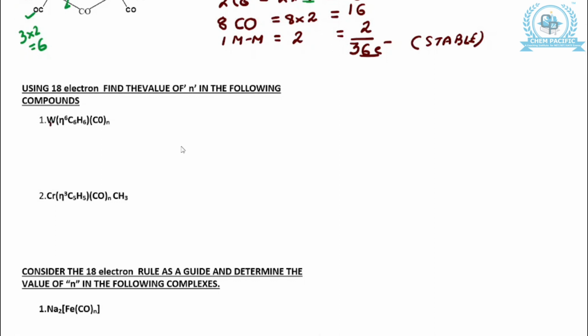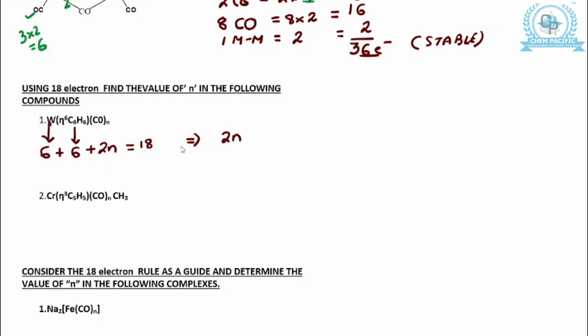You have tungsten, which has 6 valence electrons. Then you have the eta 6 mode, which is a 6 electron donor. And each CO, each carbon, is donating 2 electrons. And how many are there? n of them. If we consider the overall complex to be a stable one, obviously this must be 18. So let's solve this.